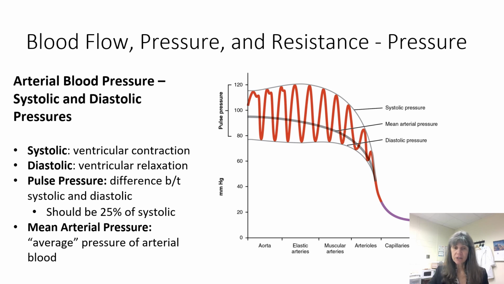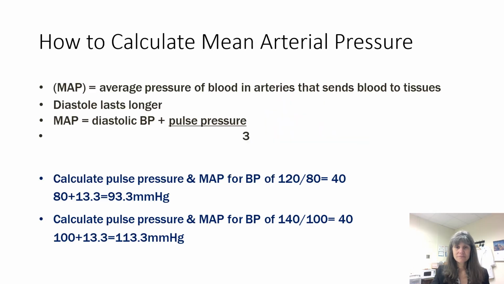Mean arterial pressure is defined as the pressure on average of arterial blood, and there's a way to figure that out. In order to calculate mean arterial pressure, which again is the average pressure of blood in arteries, we have to take the diastolic blood pressure plus the pulse pressure, dividing the pulse pressure by 3 before we add that to the diastolic blood pressure.